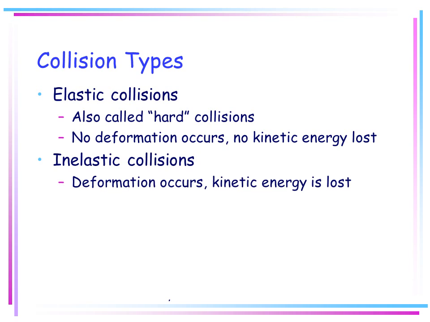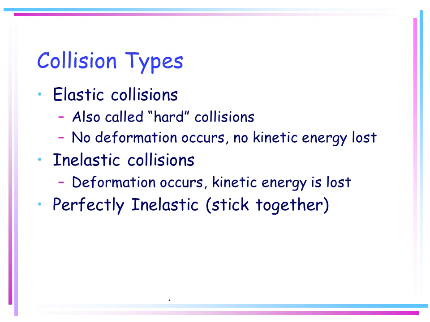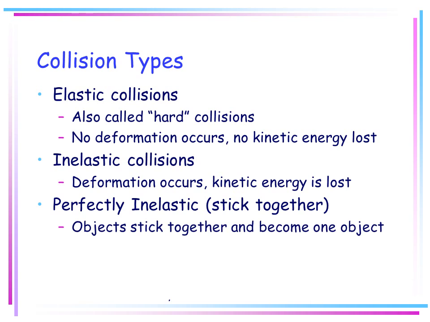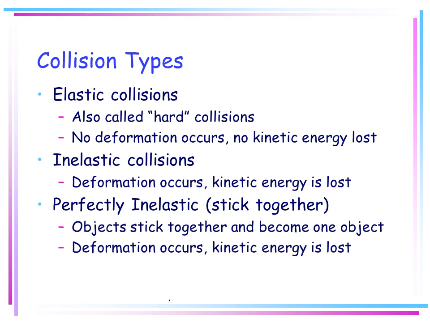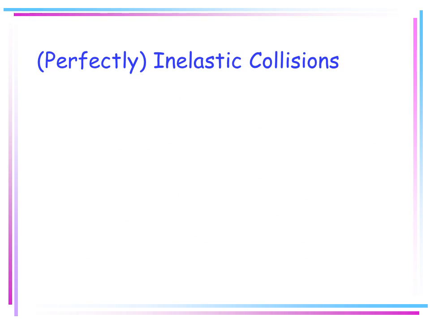Inelastic collisions are where you have some sort of deformation and you will lose kinetic energy. We have a third type of collision. We call it perfectly inelastic, and that's where two objects collide and stick together. They become one object. So there's a deformation because two things become one, and you also have a loss of kinetic energy. Kinetic energy only remains constant for a system in an elastic collision.